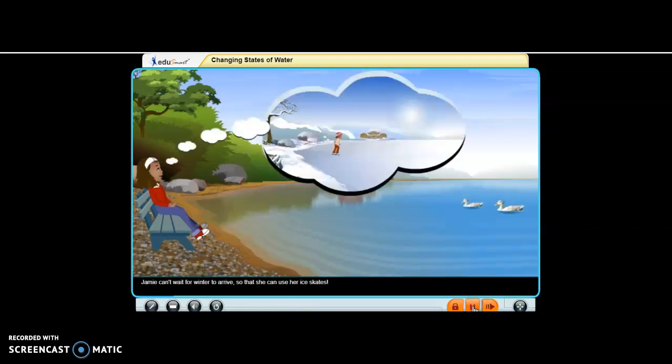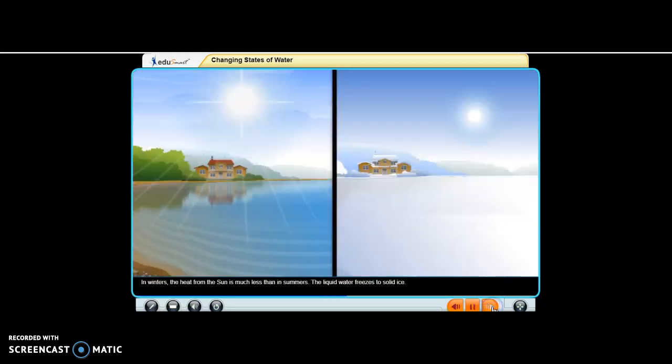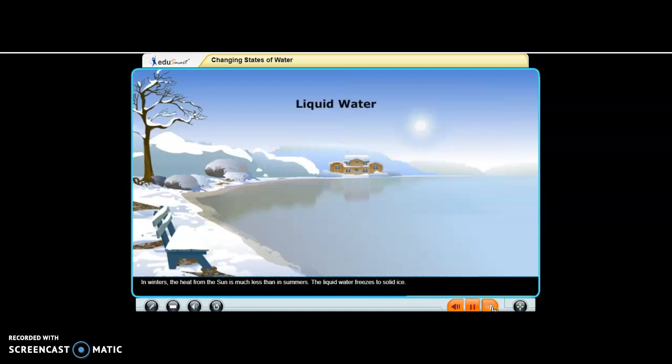To arrive so that she can use her ice skates. The lake near her house is perfect for Jeannie and her ice skating skills. Why does the water on the surface of this lake freeze up during winter? In winters, the heat from the sun is much less than in summers. The liquid water freezes to solid ice.